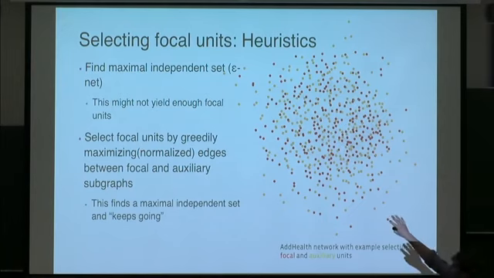That might not select enough focal units, especially in a dense network, because very quickly you find the maximal independent set is like 8 people or something. So another approach would be to keep going after you find the maximal independent set and select units who don't have a lot of edges to other focal units. I think this is an interesting area to think about for folks who work on algorithms and graphs.